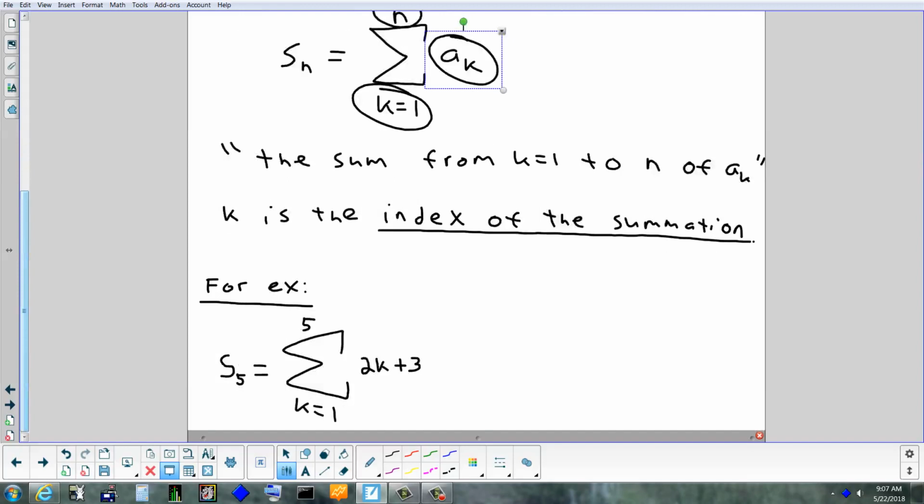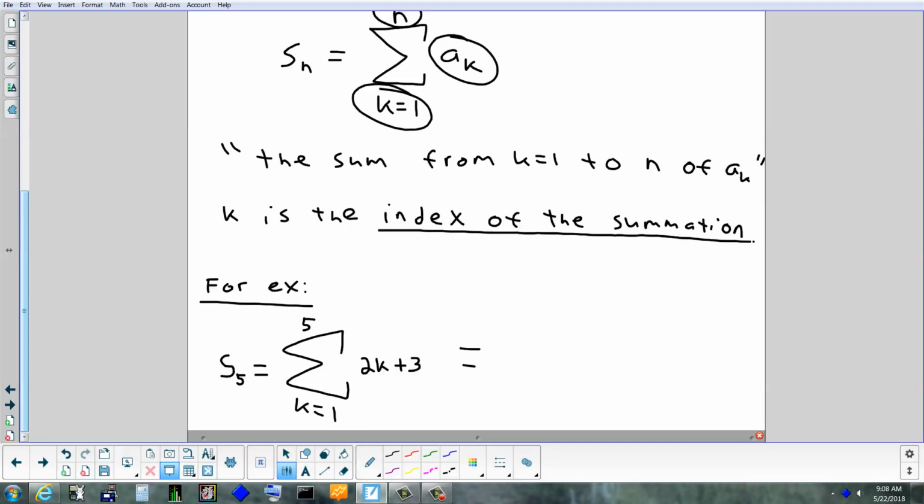All right, let's actually do this one out, because we're only adding up 5 numbers. You're starting by plugging in 1 for k. You're going to stop when you get to 5. And what formula are you going to plug them into? 2k plus 3. So what we're going to do right now is called expanding. We're going to expand that sum out. So start with k equals 1. If you plug in 1 for k, what would be the first number that you have?